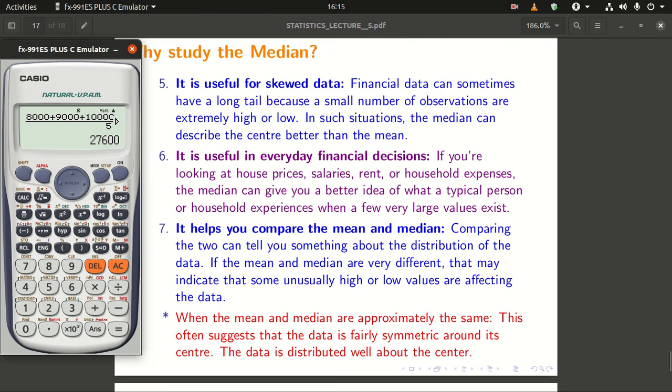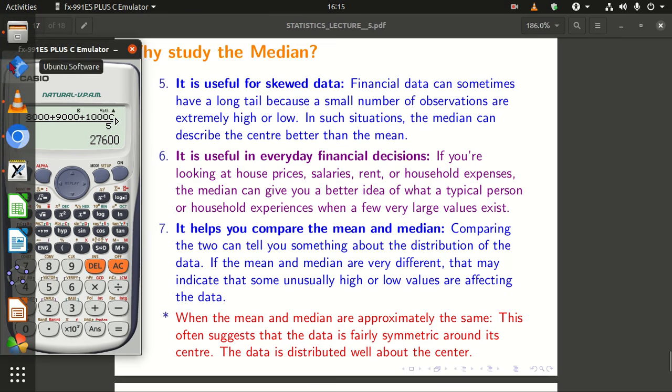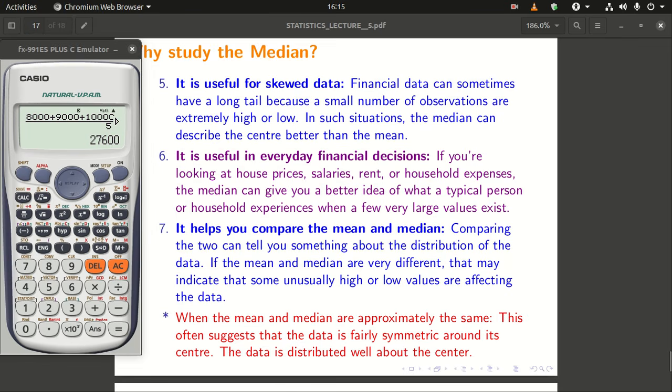Can I find something? Let me check if I can find something to say what I'm trying to... symmetric. Can I do?